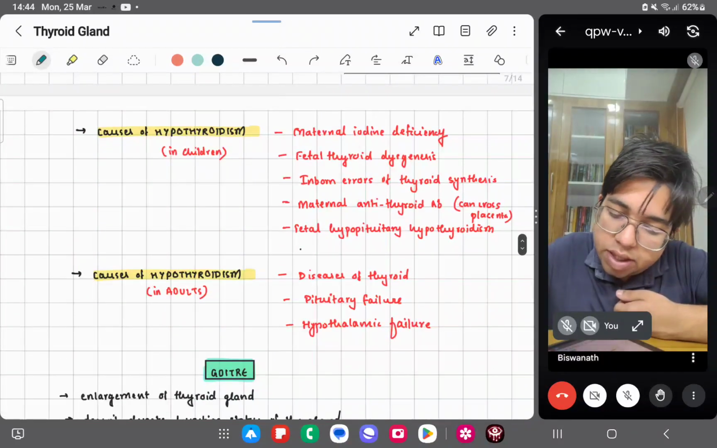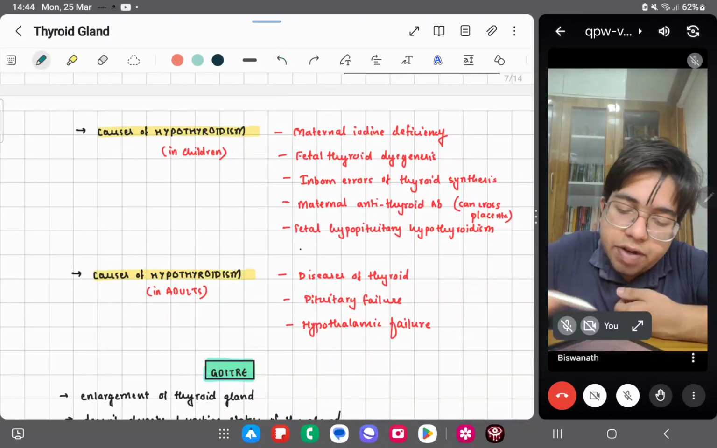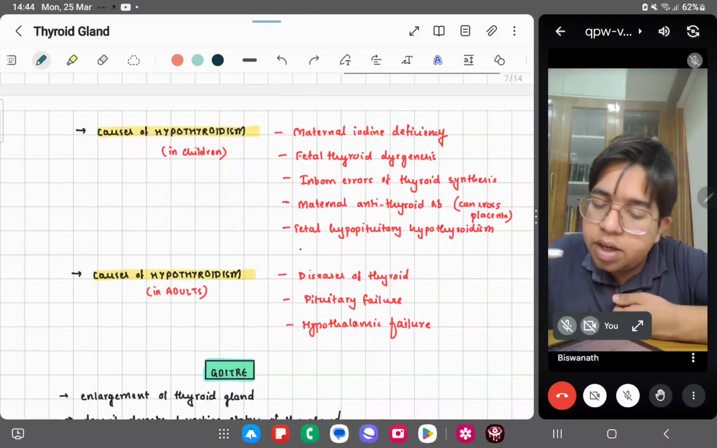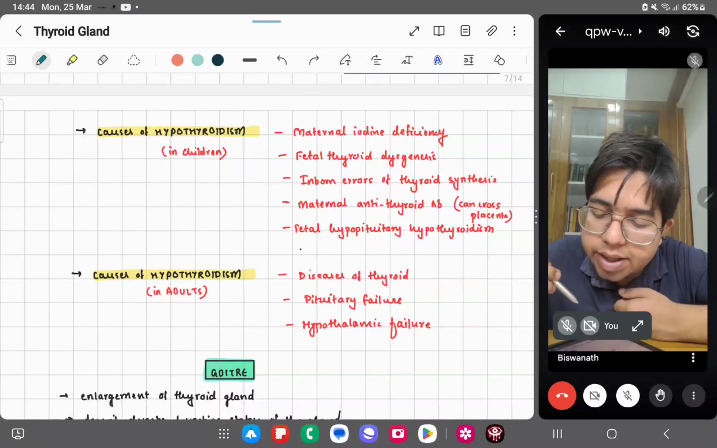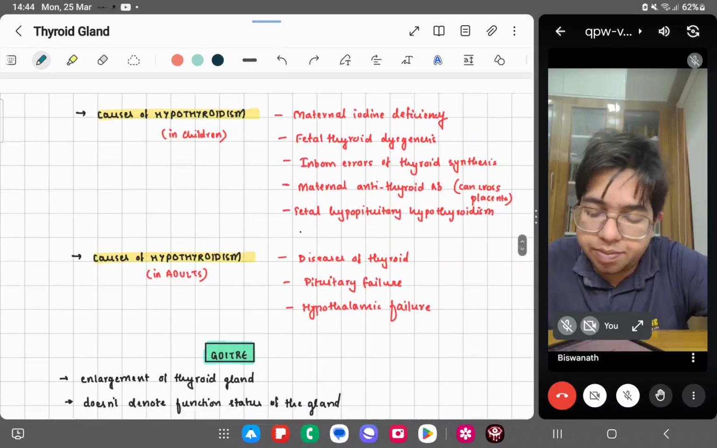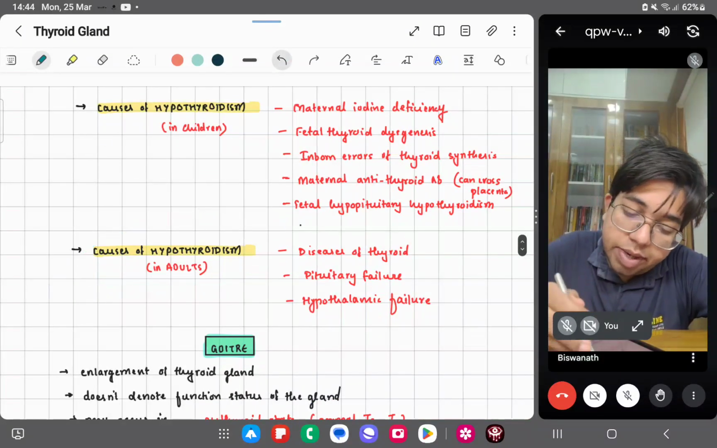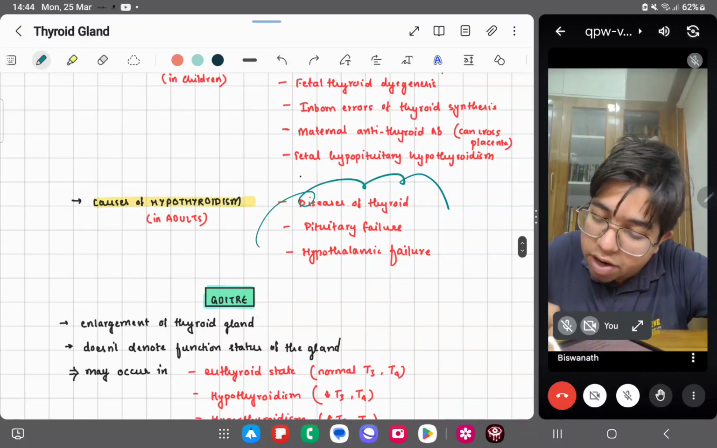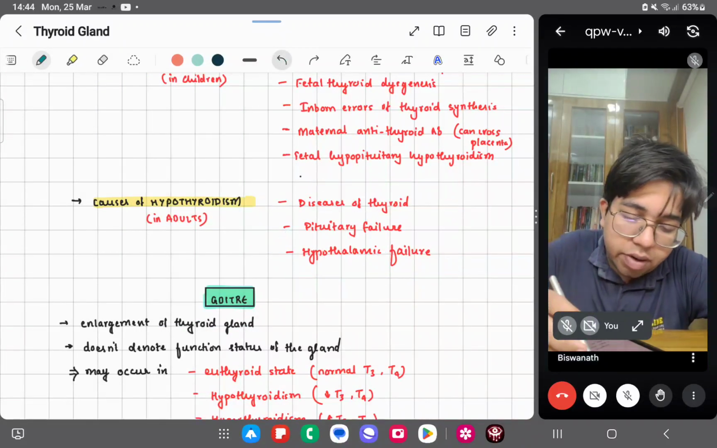Causes of hypothyroidism may be maternal iodine deficiency, fetal thyroid dysgenesis, inborn errors, and antithyroid antibody. Causes of hypothyroidism in adults are diseases of thyroid, pituitary failure, and hypothalamic failure.